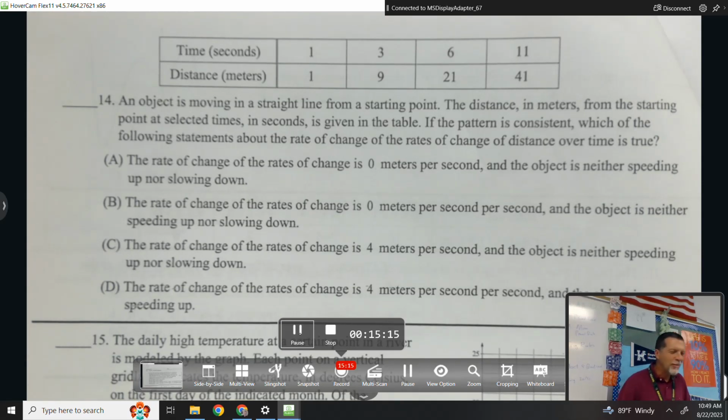An object is moving in a straight line from a starting point. The distance in meters from the starting point is given in the table. If the pattern is consistent, okay, well I like that. Which of the following statements about the rate of change of distance over time is true? So I think I have to do like a second order rate of change.